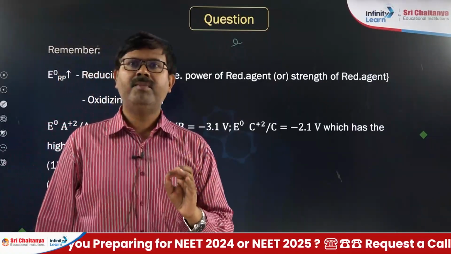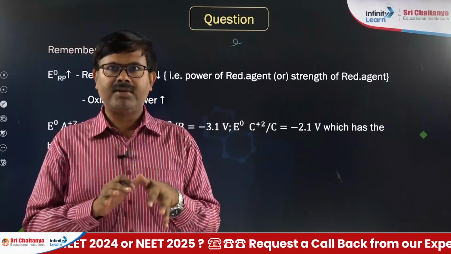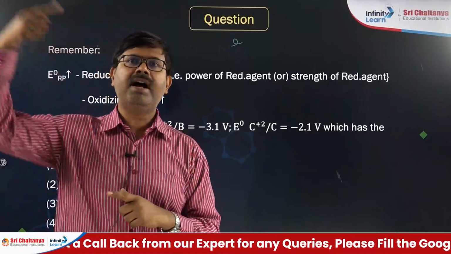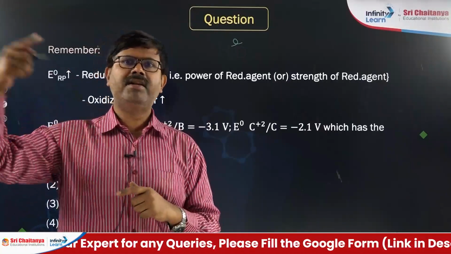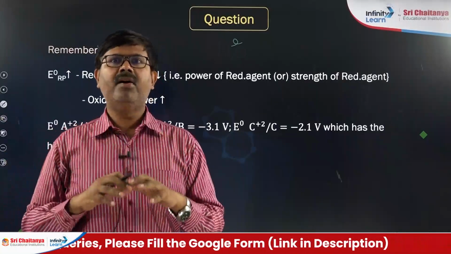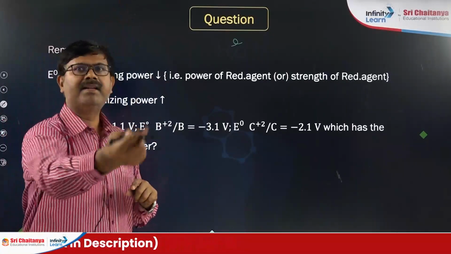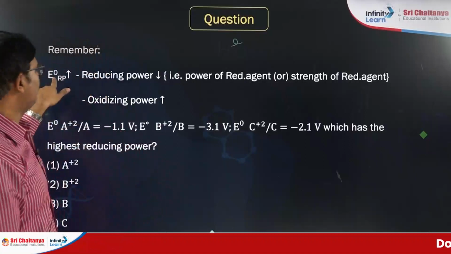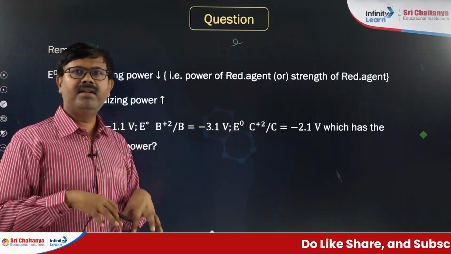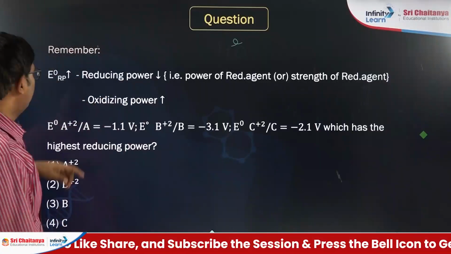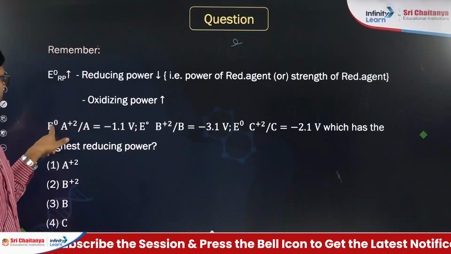Remember, reducing power does not mean the ability to get reduced. Reducing power means the ability or power to reduce the other one. That means if it is reducing the other one, this is undergoing oxidation. Similarly, oxidizing power means oxidizing the other species. If reduction potential is more, it will easily undergo reduction, and therefore it easily oxidizes the other one involved. So, remember these points. Now, look at the question.